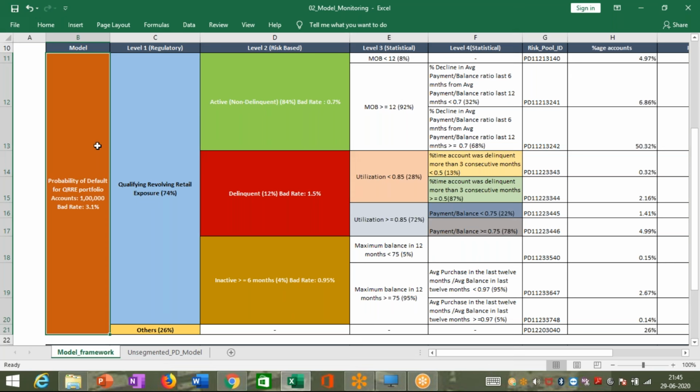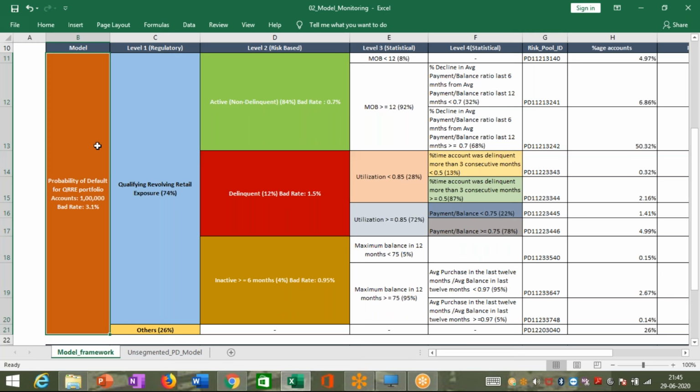Now after you have done this, there are other segmentation possibilities as well. What you have done is split it according to the months on books. Now if you are not developing a segmentation model, and your three broad segments within QRRE are active, delinquent and inactive, and you are developing a logistic regression model, you will see that the most significant variable in your data will be your months on books.